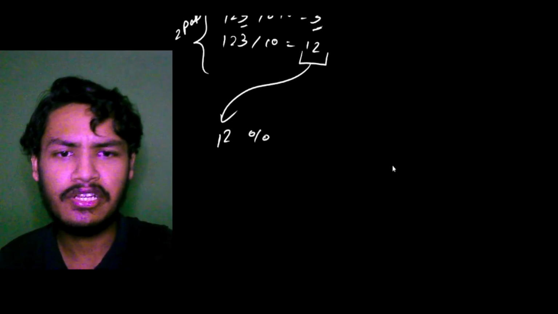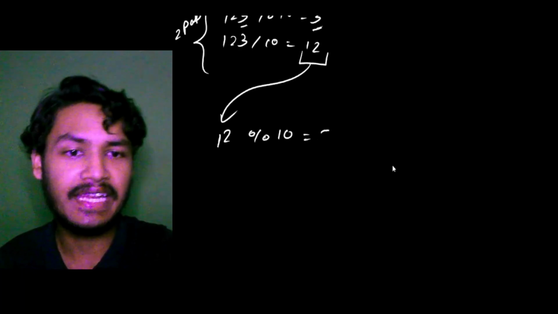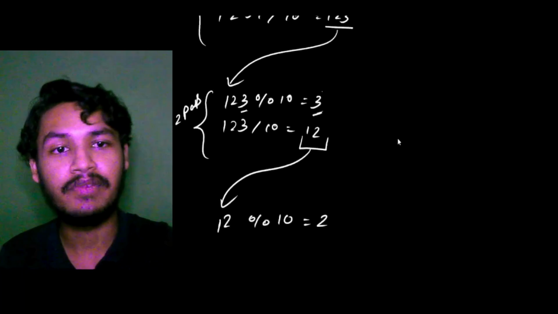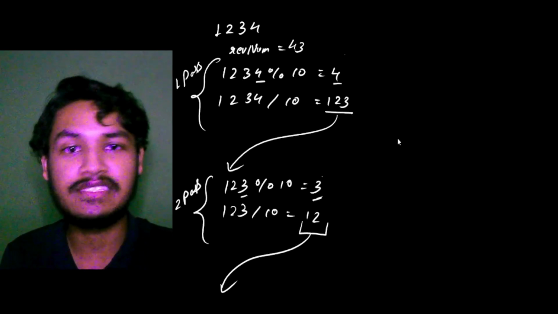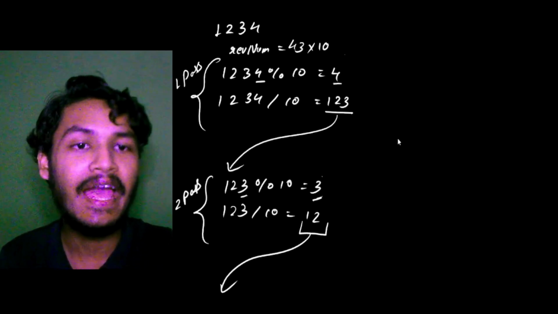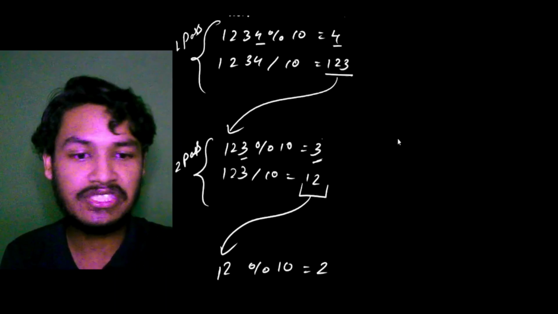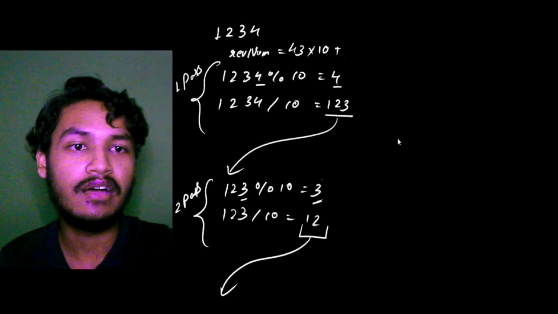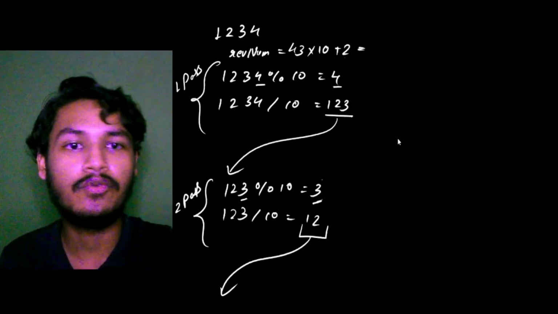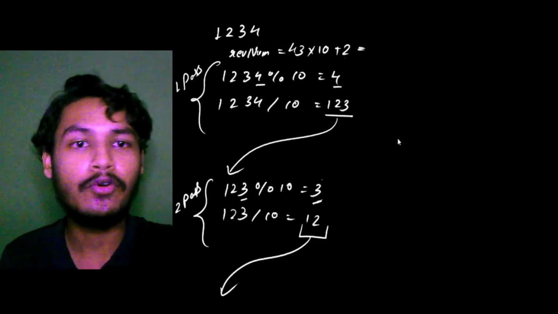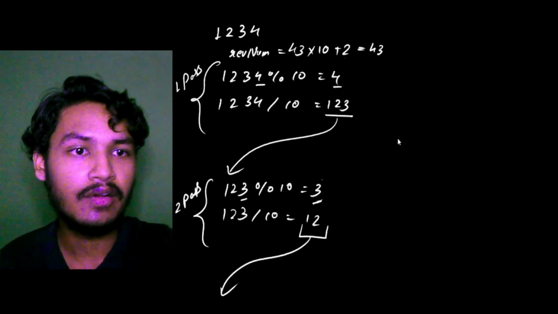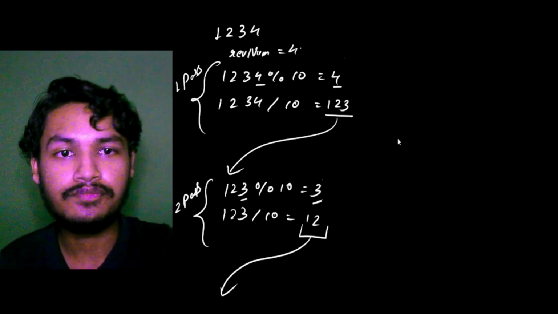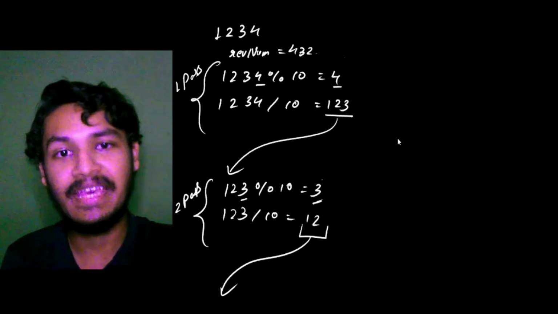Again we will take modulus of this number with 10. We will get the last digit again, and again we can add this number in our reverse number. How? Again we will multiply this reverse number with 10 and then we will add this last digit to the reverse number. So what we will get, 430 plus 2, 432. So we will have 432 in our reverse number variable.